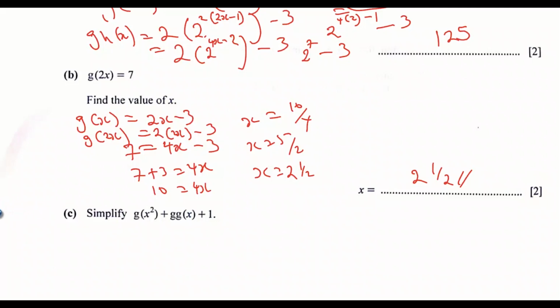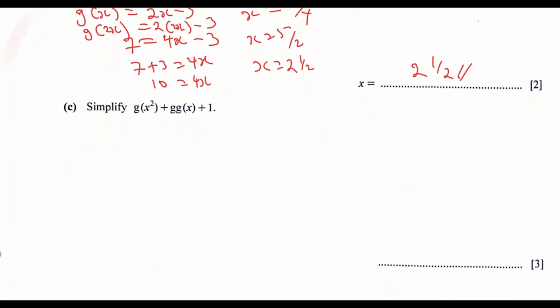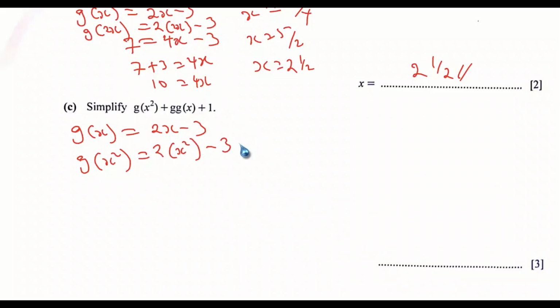So part C, simplify g of x squared plus gg of x plus 1. So the first thing we need to do is to find g of x squared. We know that g of x is equal to 2x minus 3. So we can get g of x squared: anywhere we see x in g of x, we replace it with x squared. It will be 2 into x squared minus 3. So we are done with this.